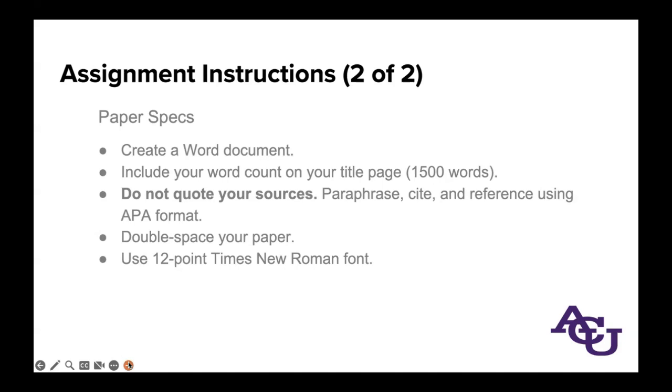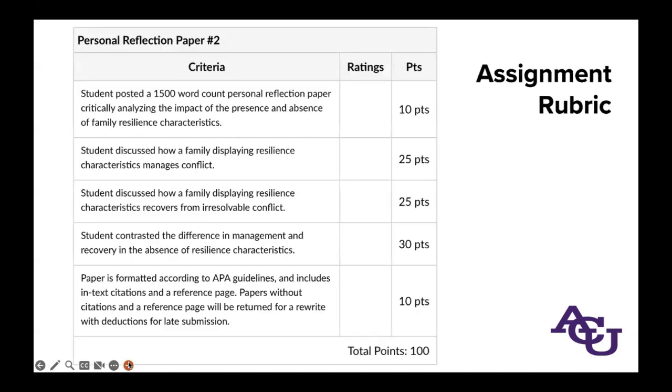Here is the rubric, and here is how you're going to be rated. Again, 1,500 word count on your reflection, that's worth 10 points. Critically analyzing the impact of the presence and absence of family resilience characteristics. It will be up to you to decide if you're going to use point by point or if you're going to use block.